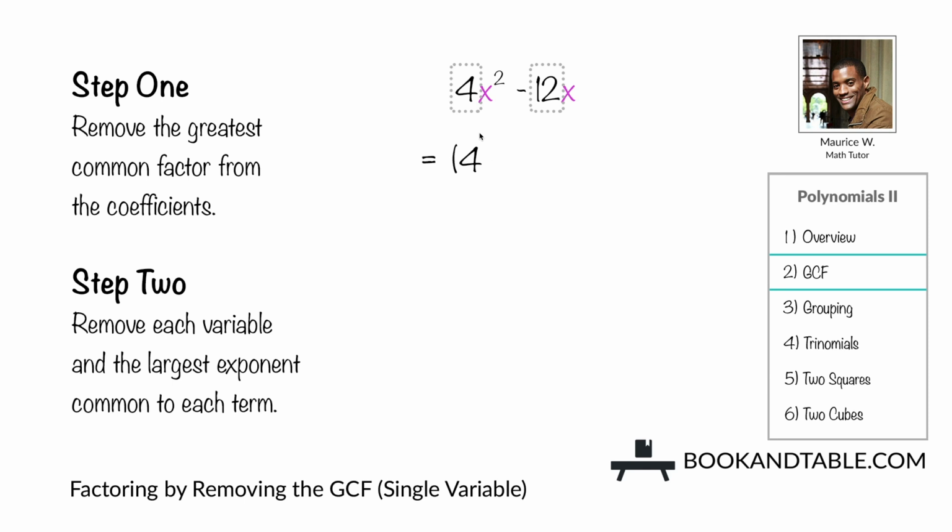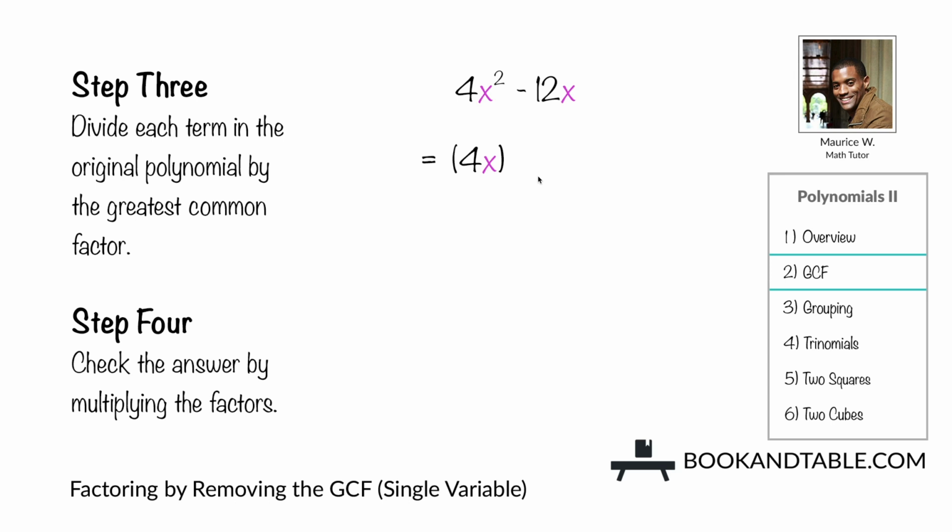Step 1, remove the greatest common factor from the coefficients. So the greatest common factor between 4 and negative 12 is 4. We then, step 2, remove each variable and the largest exponent that is common to each term. X is common to each term, not x squared, since this term does not have two x's. So the greatest common factor between these two terms is 4x.